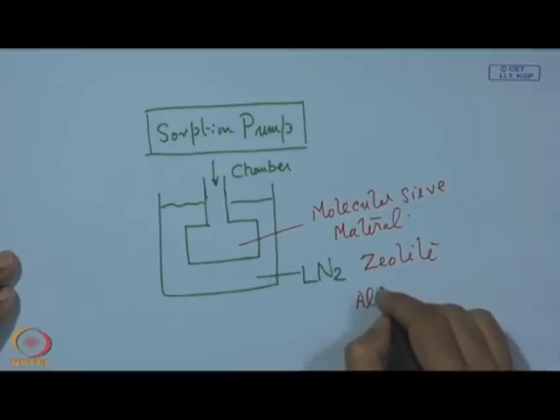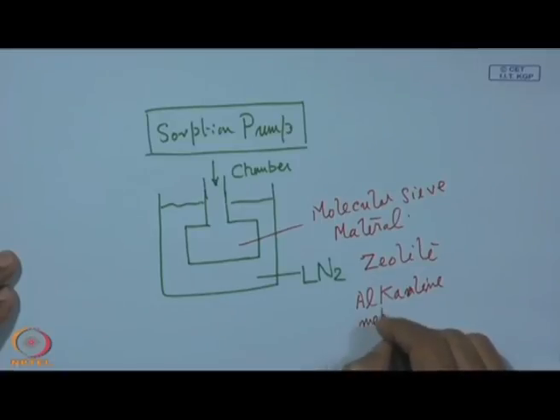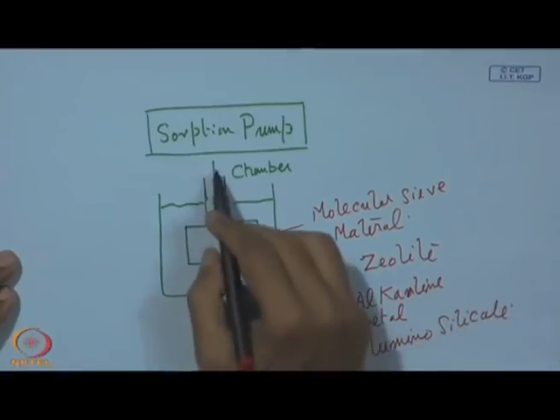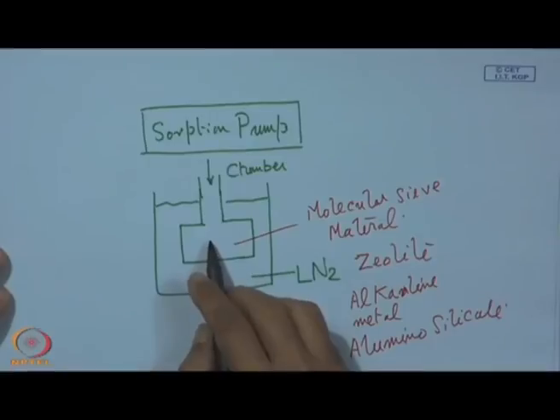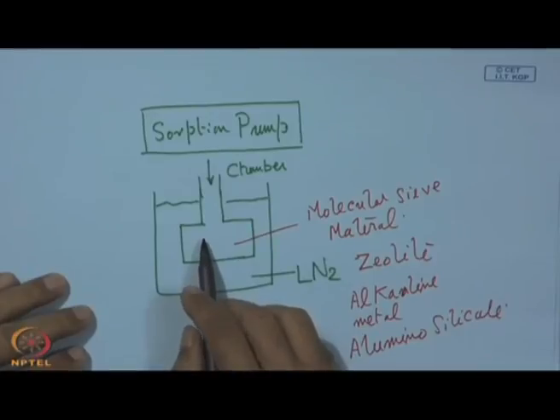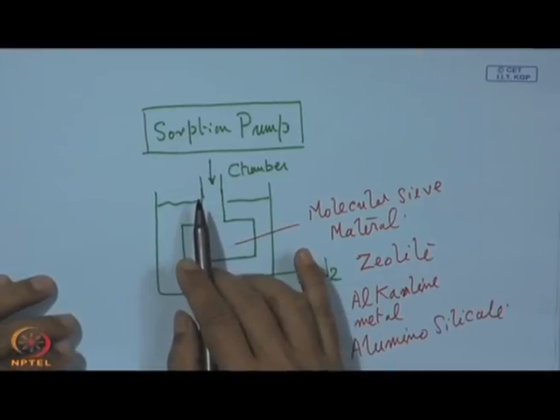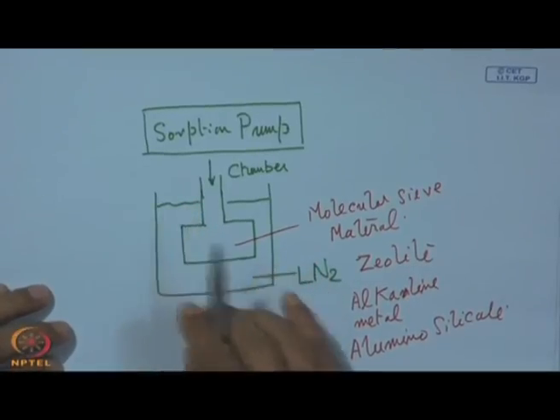It is actually some alkaline metal aluminosilicate that is used, and it can absorb all those vapors which will be condensed on those surfaces, and as a result we can have a low value of pressure inside the chamber. So, this sorption pump can be used as a substitute for the vane pump, where we can have some limitation with contamination with the oil. So, these are the pumps.